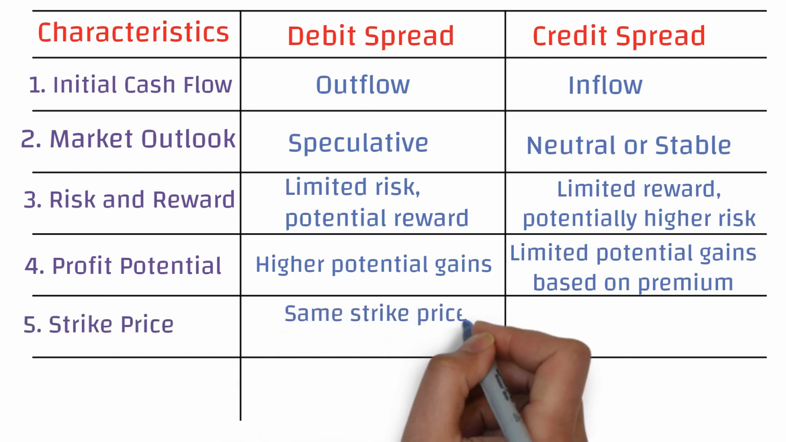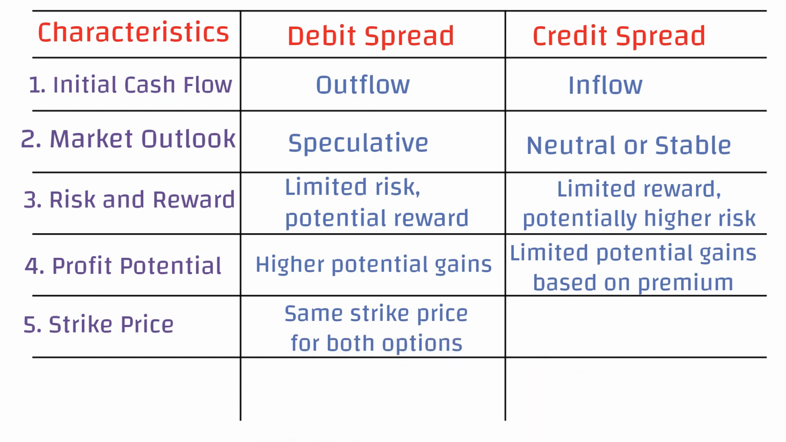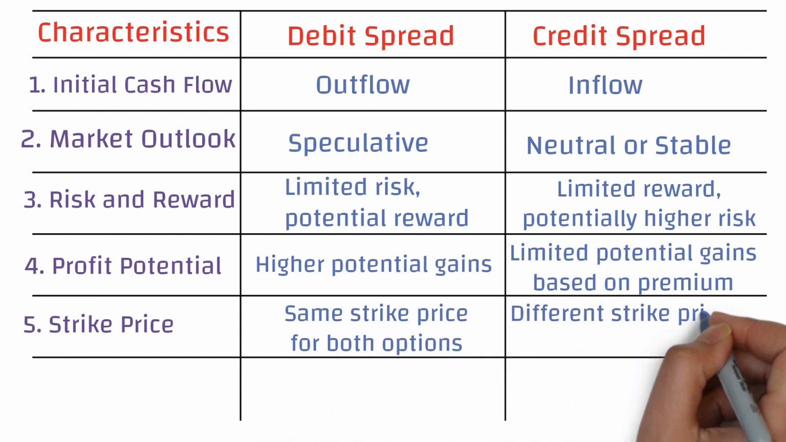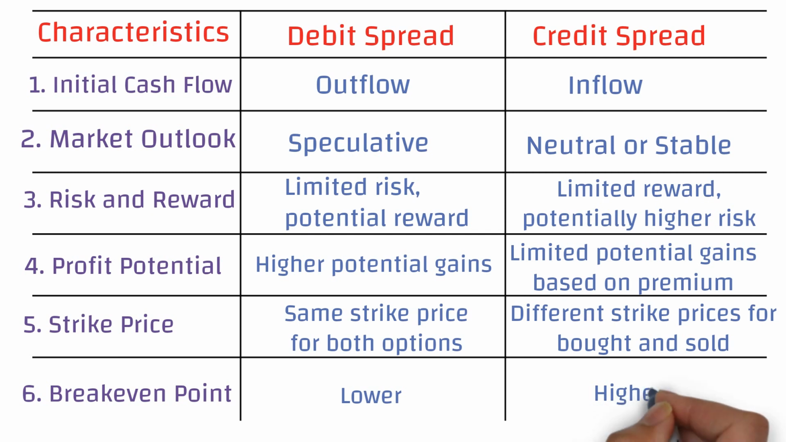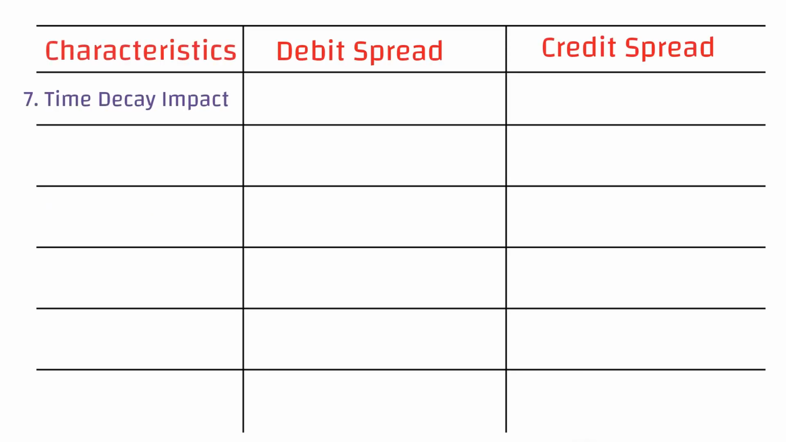5. Strike price placement. In debit spreads, both options typically have the same strike price. Credit spreads involve different strike prices for the options bought and sold. 6. Break-even point. Debit spreads have a lower break-even point due to the initial cost incurred. Credit spreads have a higher break-even point because of the initial credit received.